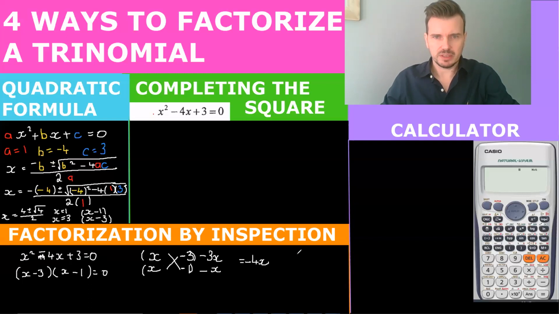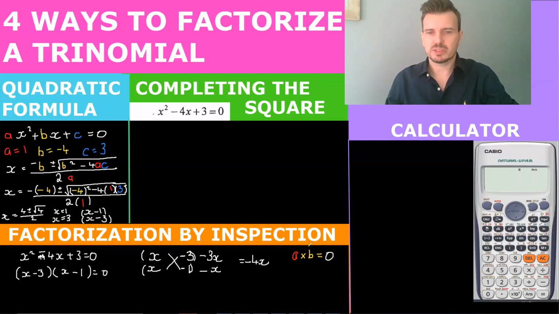Let's say I have a times b, and you're told that that's equal to 0. If a was 1,000,000 and b was 0, 1,000,000 times 0 would still be 0. So whatever a is, if b is 0, the answer is 0. And the same thing for a. If b is 1,000,000 and a is 0, then the answer is still going to be 0. So it means that either of these can be 0.